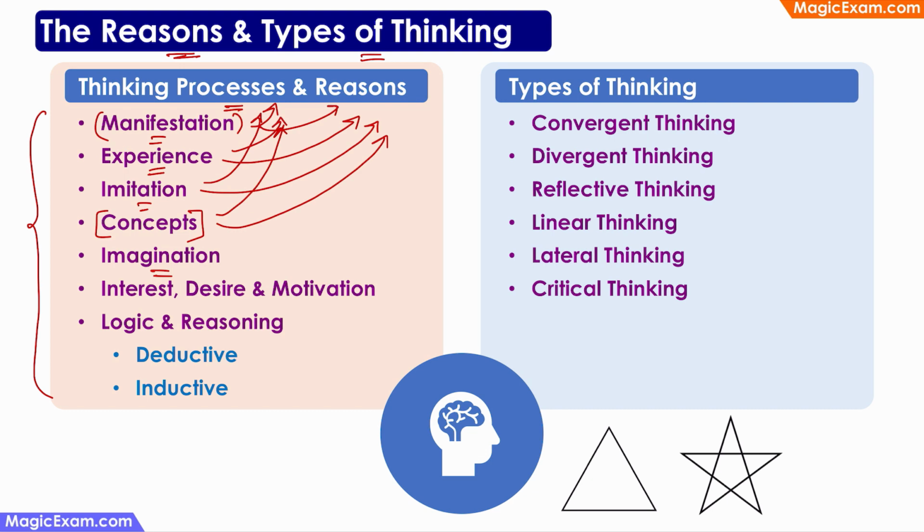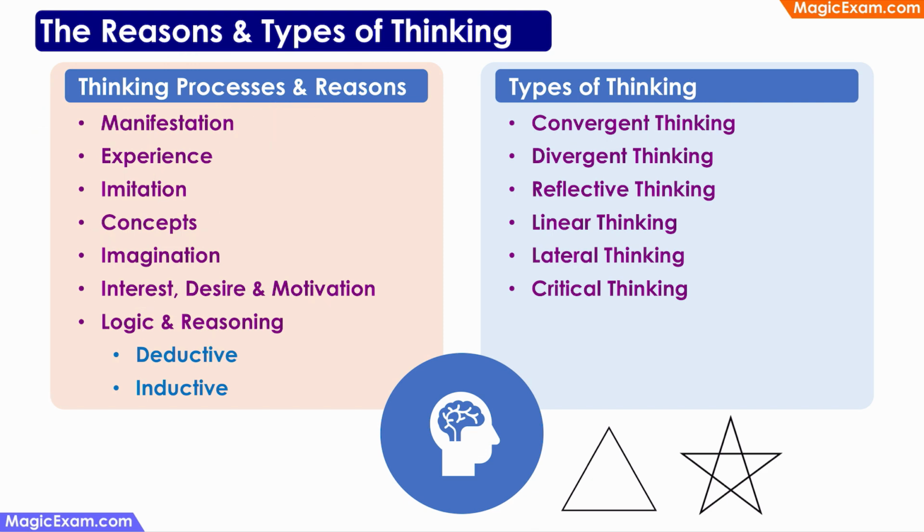When you are imagining something, it is a reason for thinking, and imagination is a thinking process as well. Similarly, when you are interested in something, when you desire something, when you are motivated by something, it is a reason for thinking and it is a thinking process. Similarly, when you have to solve a problem or a situation, you are using some logic and reasoning. So that again is a reason for thinking, and the usage of logic and reasoning is a thinking process. Next, let us talk about the types of thinking.